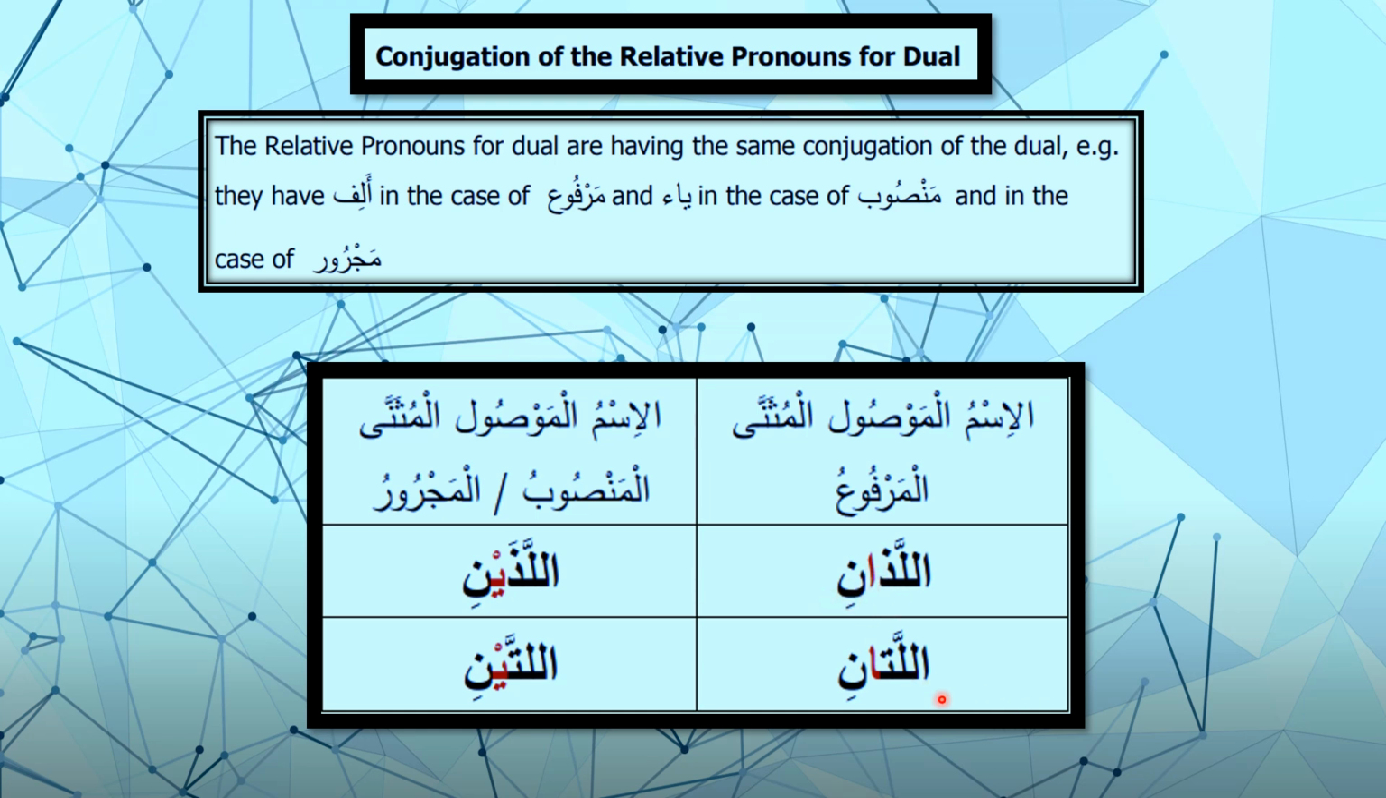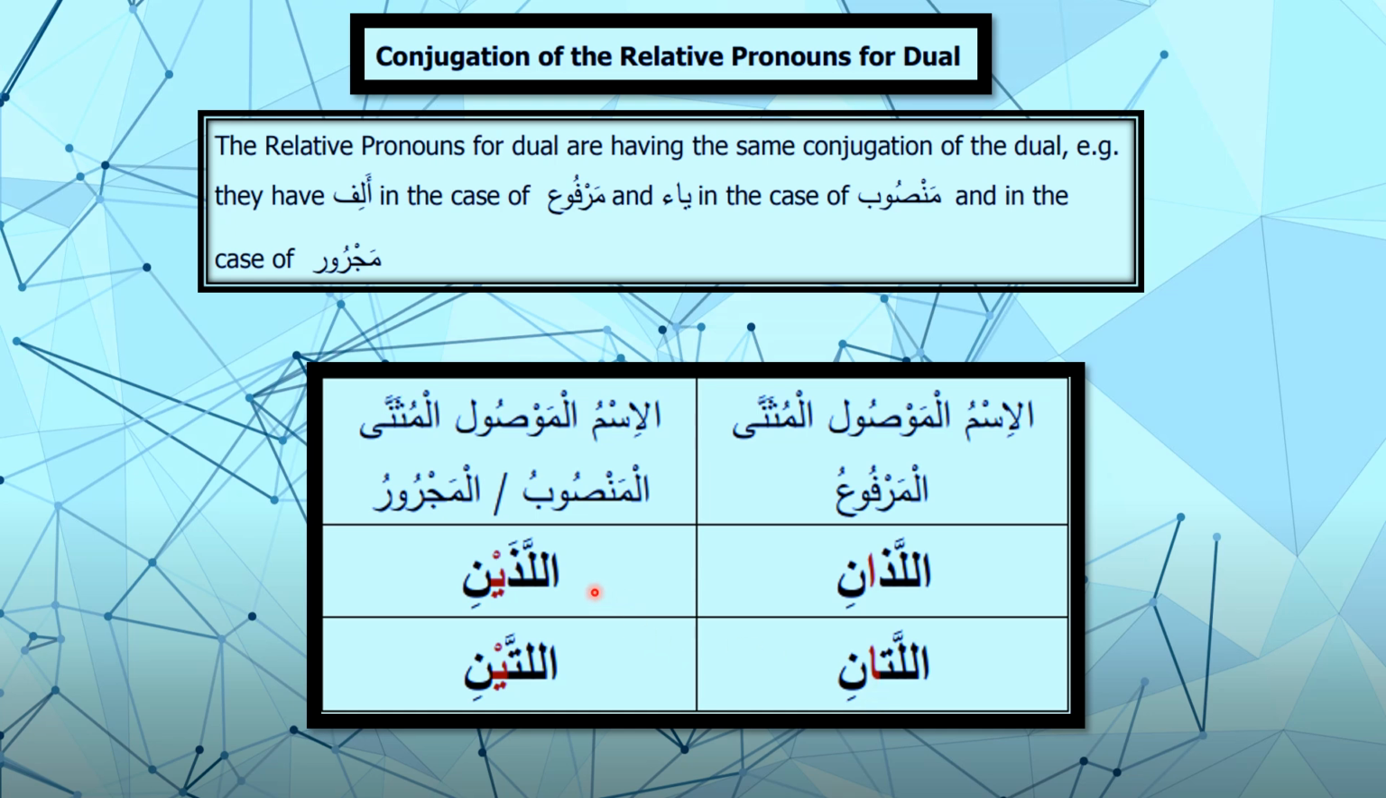Similarly for the allati, the sign of femininity, the letter ta tells you it's for the feminine, and alif and noon with kasra, ani, that means the addition of alif and noon represents the marfu case.